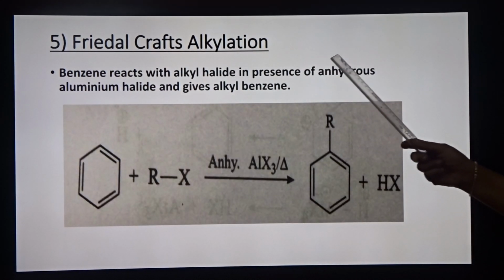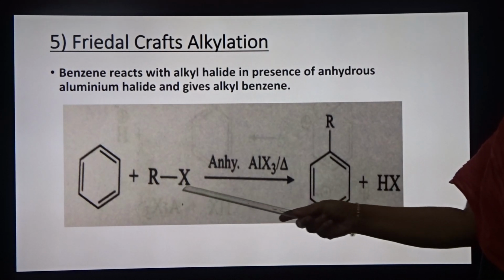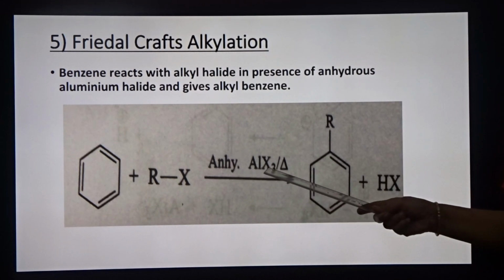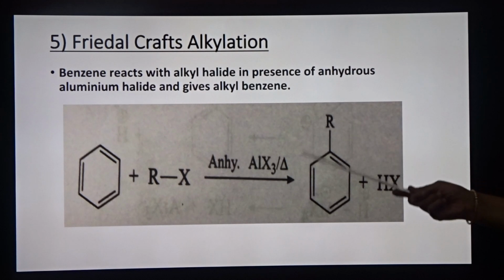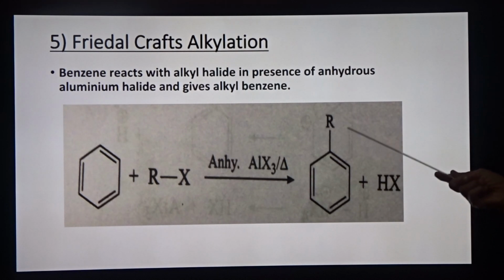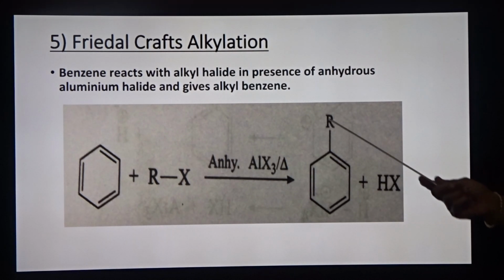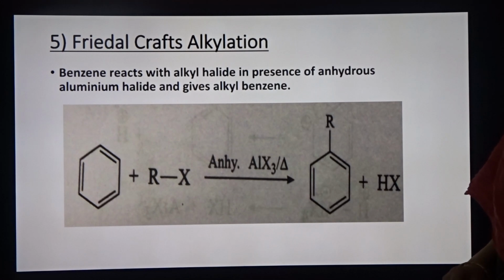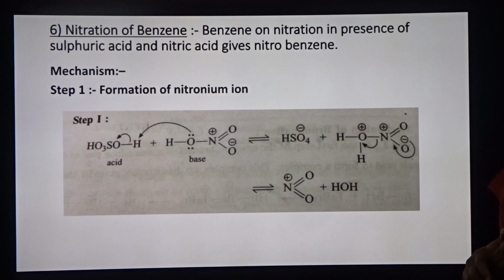Next, Friedel-Crafts alkylation. Benzene in the presence of an alkyl halide and an aluminum halide will give alkylbenzene. Here R is the alkyl group, and the alkyl group is added on benzene, so it is known as alkylbenzene. This type of reaction is known as an alkylation reaction.